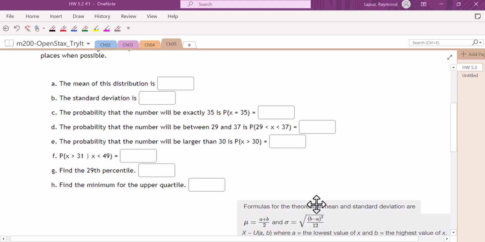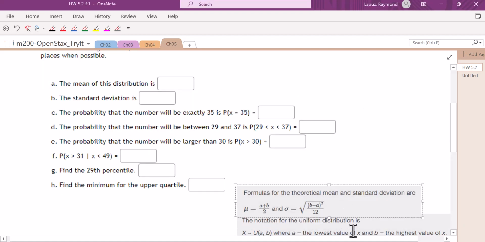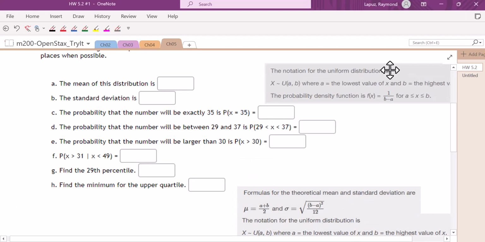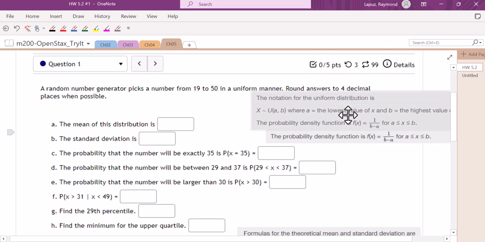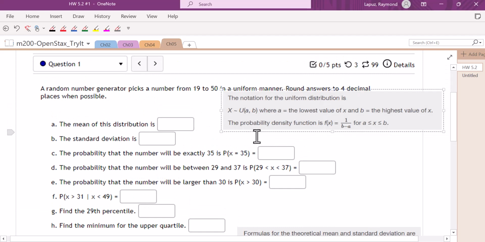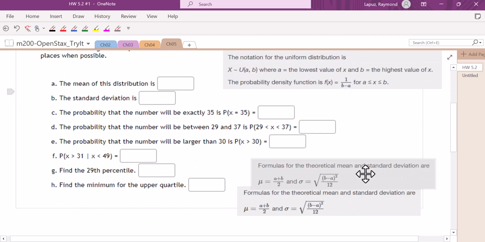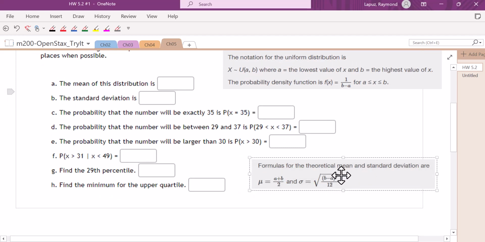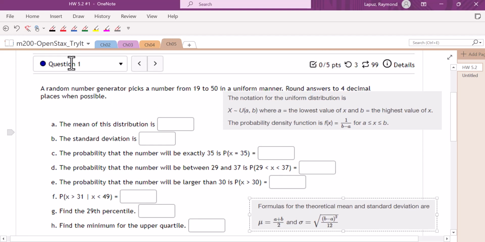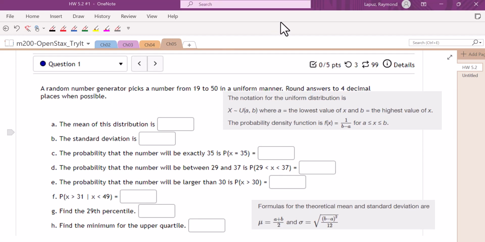A few things to get started. We have some information about the uniform distribution. Just for the sake of notation, we have a special notation that we use for the uniform distribution, and we also have a function that's associated with it. There are also formulas that are an important part of the uniform distribution where we can find the mean and the standard deviation. So let's try applying some of these formulas.